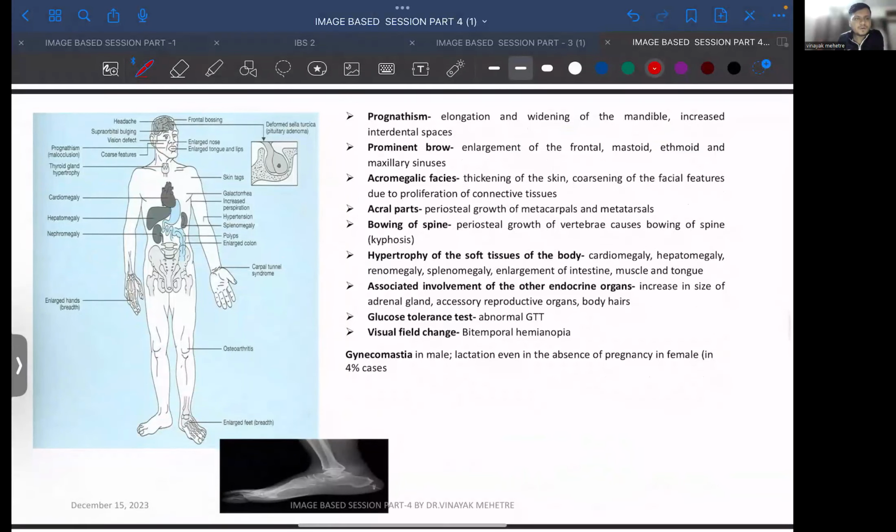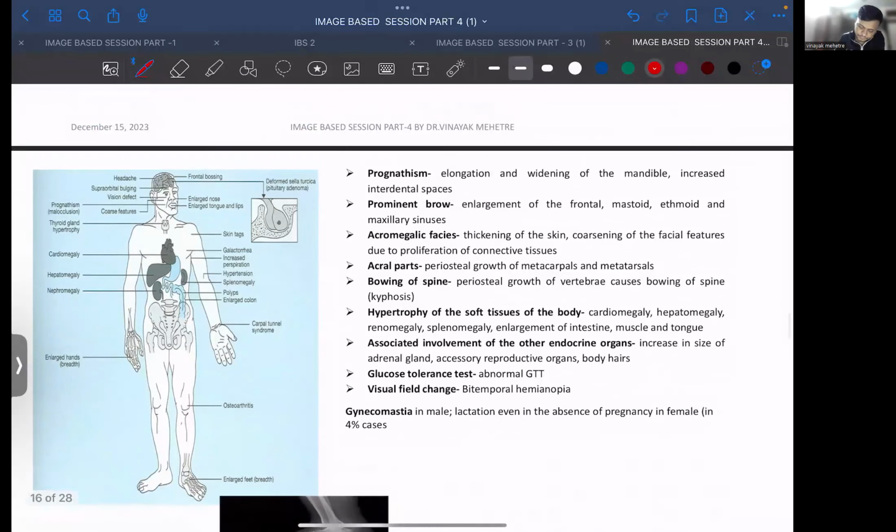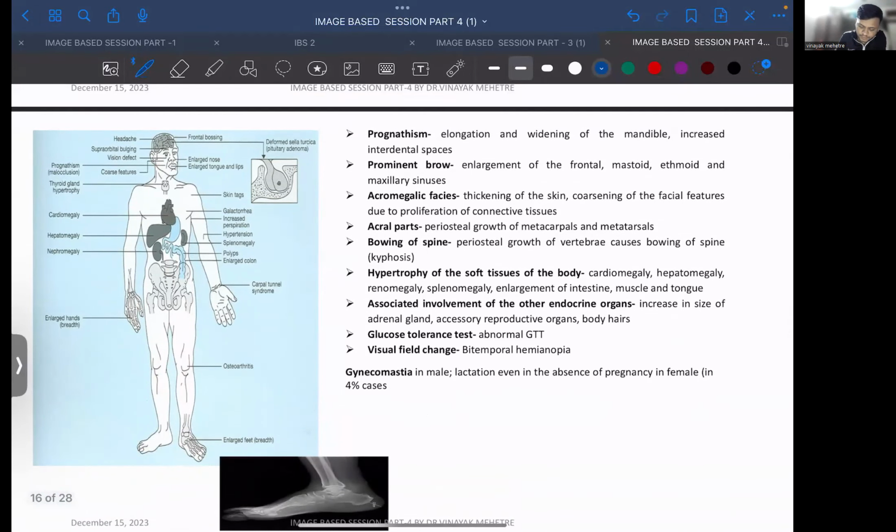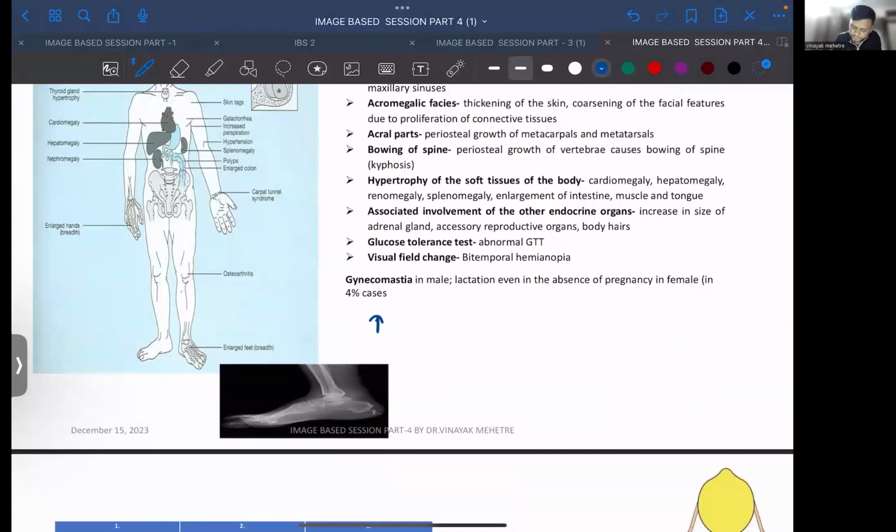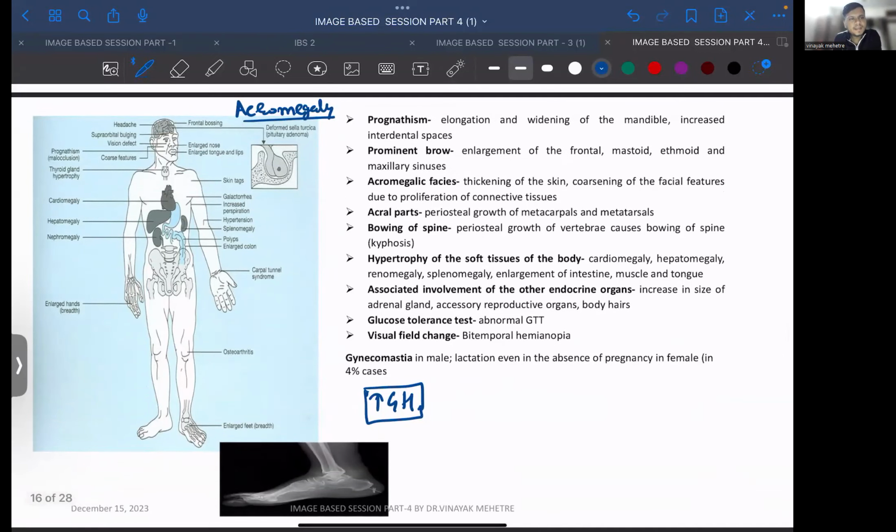Then comes acromegaly. Acromegaly क्या होता है इसमें? What does happen in acromegaly? Which hormone will be increased? Anyone? Yes, growth hormone will be increased. So how to remember acromegaly? Everything will be enlarged. Okay, everything will be enlarged. क्या क्या हो रहा है? Take a look.